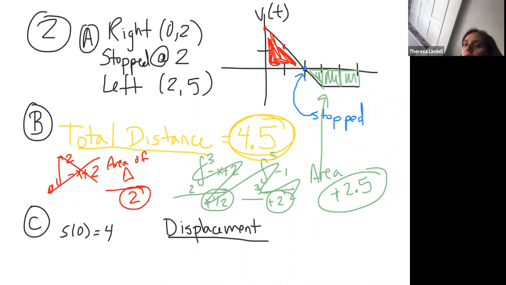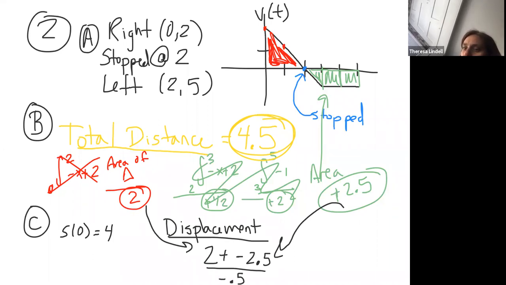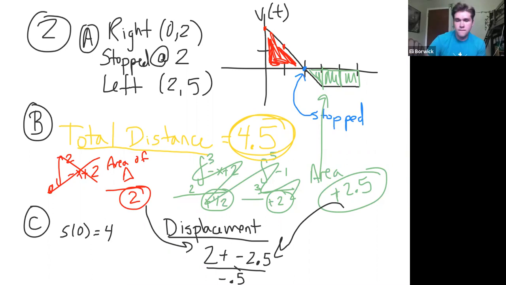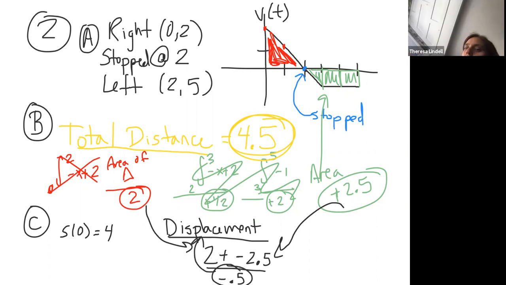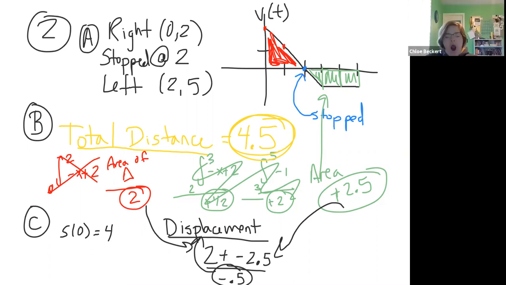So displacement is where you actually use the 2 from part B and the 2.5 from part B, but now the 2.5 is negative because we're not making them positive anymore if we're doing displacement. So when we add those together, you get negative 0.5. That is the displacement. But they didn't actually want the displacement, they wanted where the particle ends up. That's where you take its original position, which is 4, and add negative 0.5 to it.